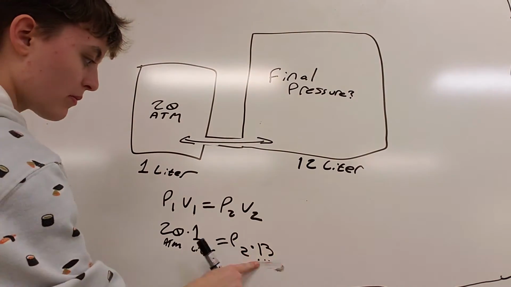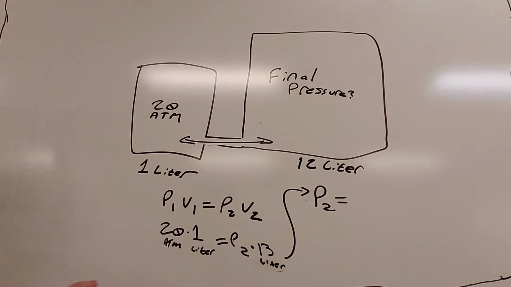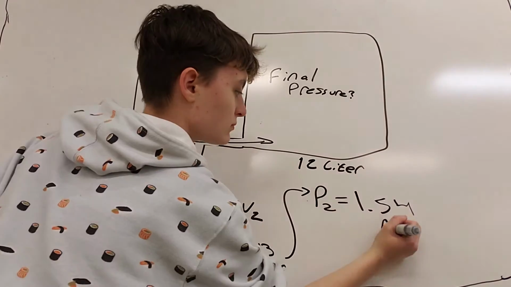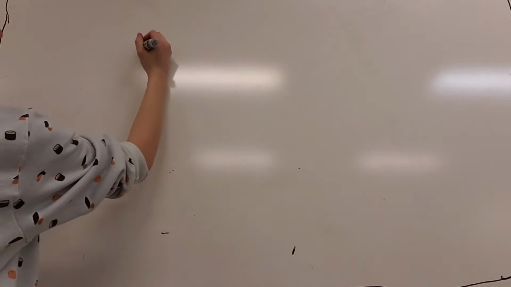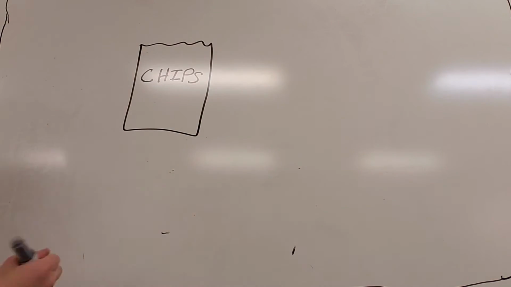All that is left to do is solve for the final pressure, and you will find out that there is 1.54 atmospheres of pressure in the combined system. In your everyday life, you're probably not going to be needing a calculator, though, to see Boyle's law in action.